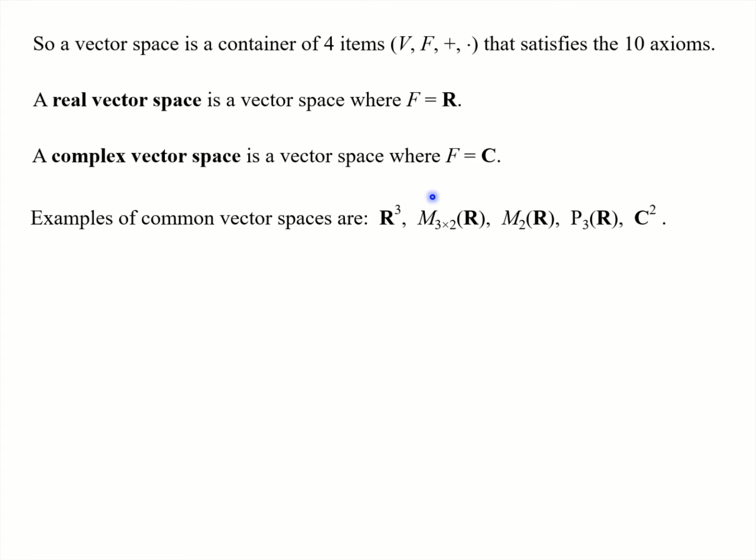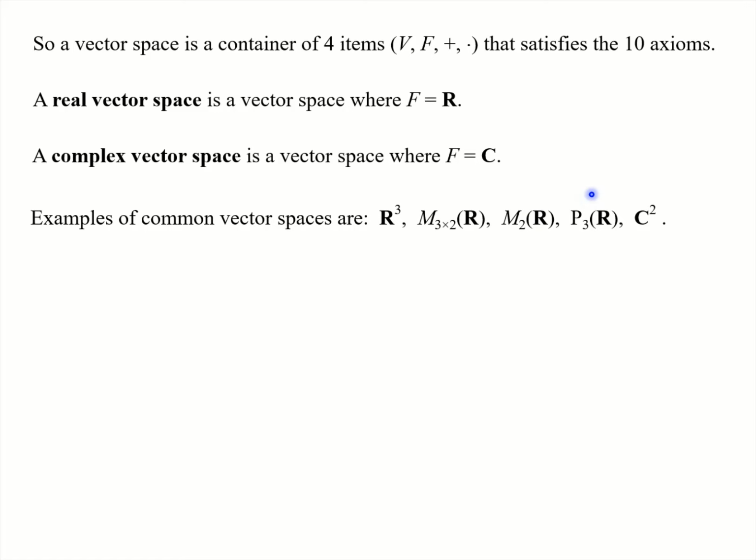All 10 axioms hold for 3x2 matrices. We could have picked any size of matrices. Well, in fact, over here, 2x2 matrices. The set of all 2x2 matrices make up a vector space. So it's probably hard to get used to the fact that I can point to a 2x2 matrix and say that that is a vector.